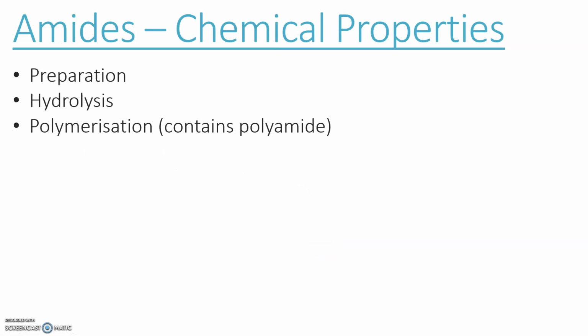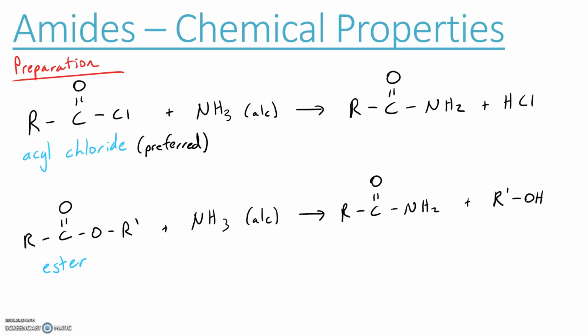Okay, we're going to look at these reactions: preparation, hydrolysis, and polymerization. So the preferred method of preparation of an amide is reacting an acid chloride with an amine, or ammonia in this case. We can also do it by reacting an ester with an amine or ammonia. So what happens is if we react an acid chloride with ammonia, we're basically replacing the Cl with an NH2. And we're getting HCl as a byproduct.